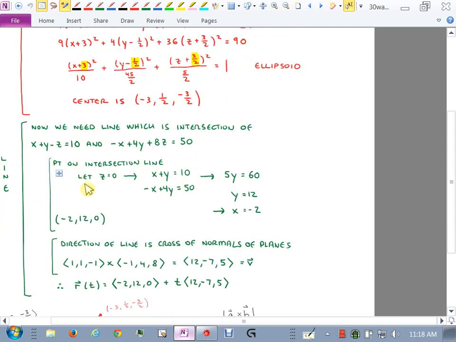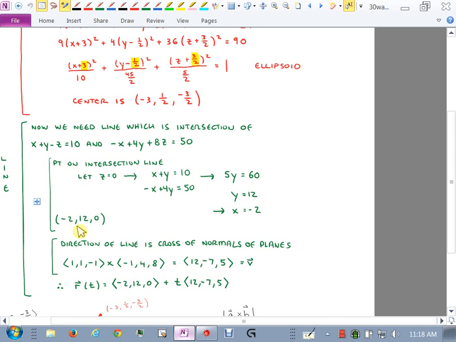So to find the point, I just let z be 0 and figure out what x and y had to be. Now you could have done anything. You could have chosen any point. It does not have to be this one. All right? But you need a point, and then you need a direction of your line.